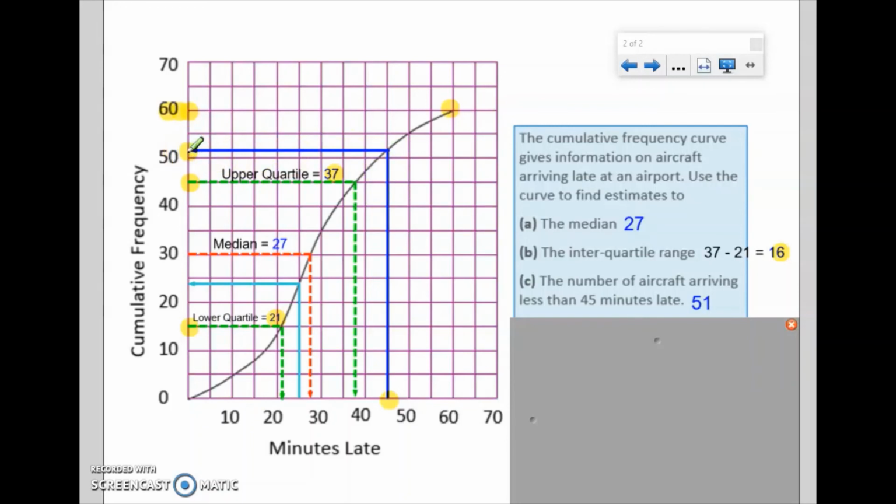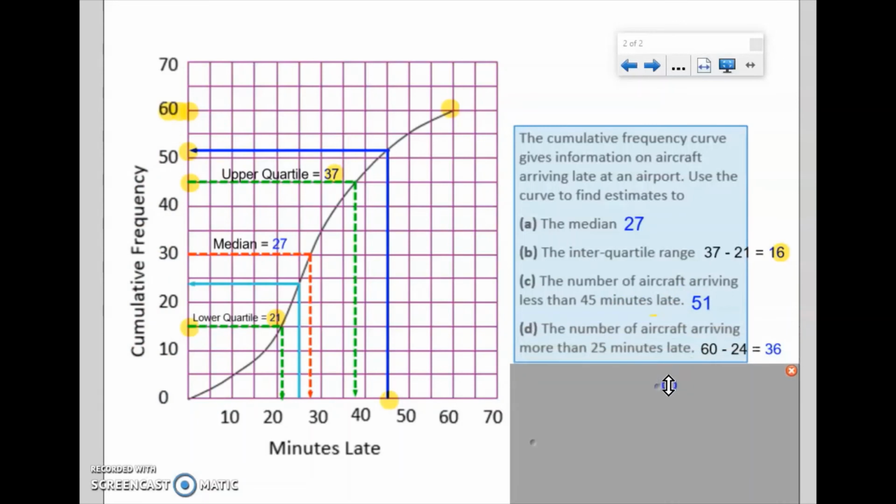So what that's telling me is from this point here, underneath here is represented by 51 items, 51 elements in the data. So I know that the number of aircraft arriving less than 45 minutes must be 51, because if the 45-minute cumulative frequency is 51, that means that everything underneath must total to 51.